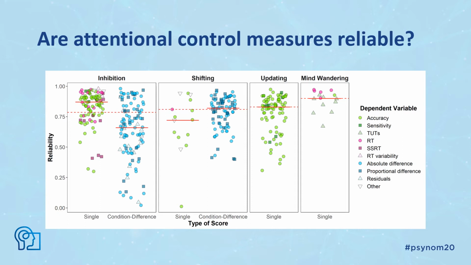with condition difference scores. In the past, there has been a lot of discussion around reliability issues of these condition difference scores, prominently, for example, in recent work by Hedge and colleagues. However, we see that this is not the entire story here, because we can see that for shifting measures, the condition difference scores aren't that bad, and the reliability coefficients there are largely acceptable.